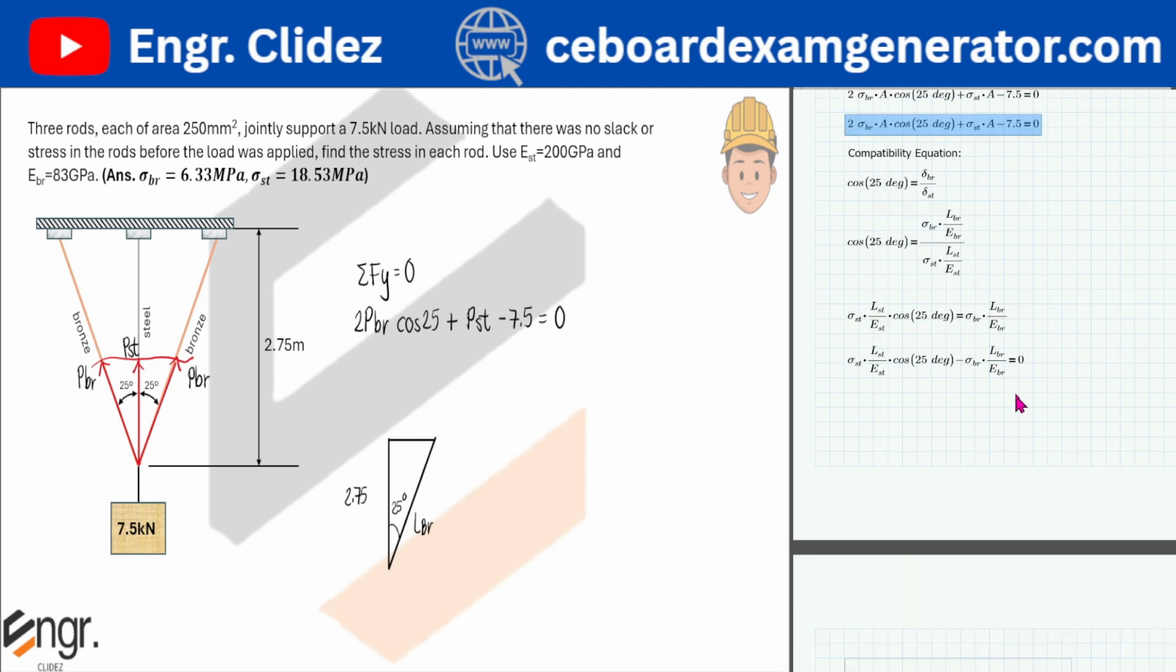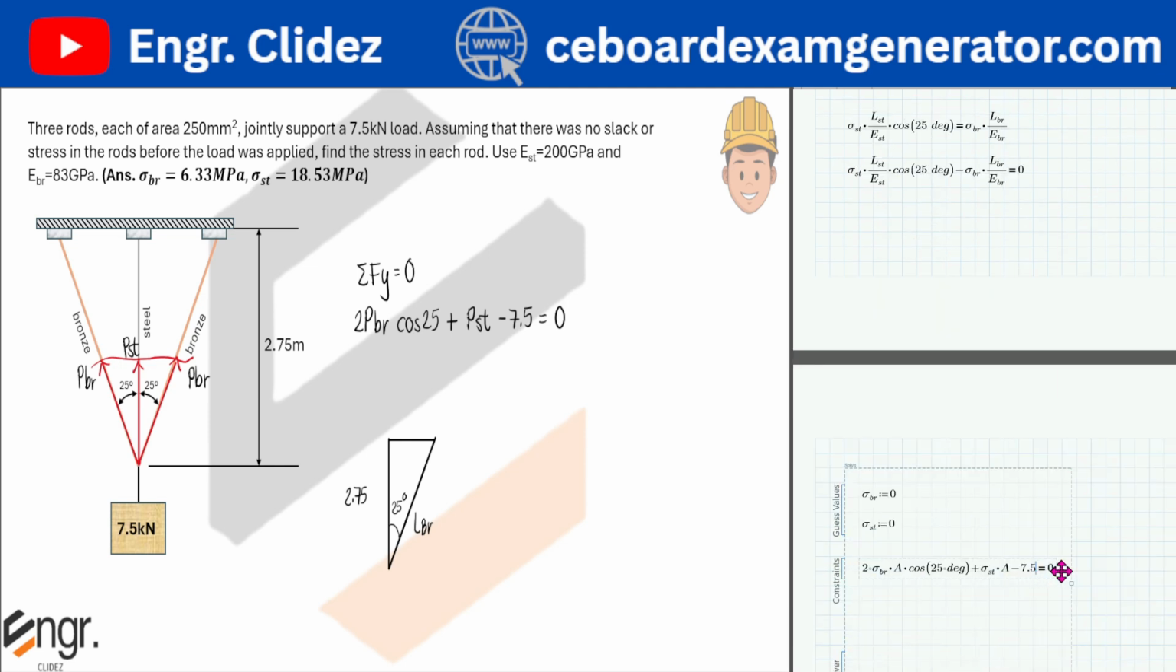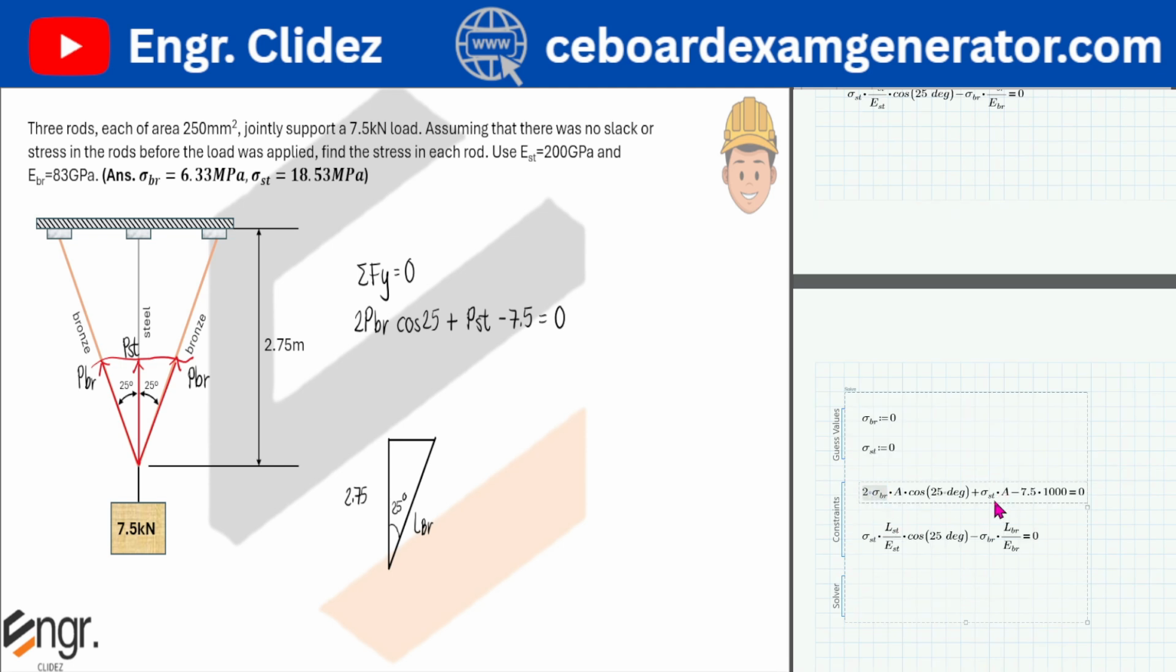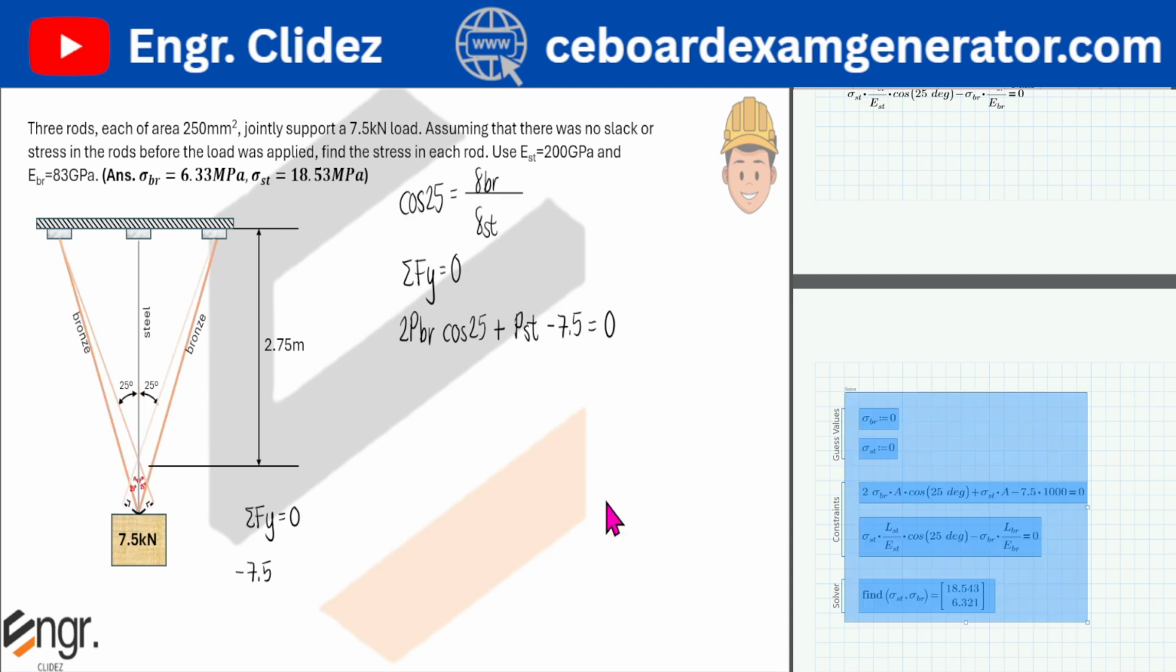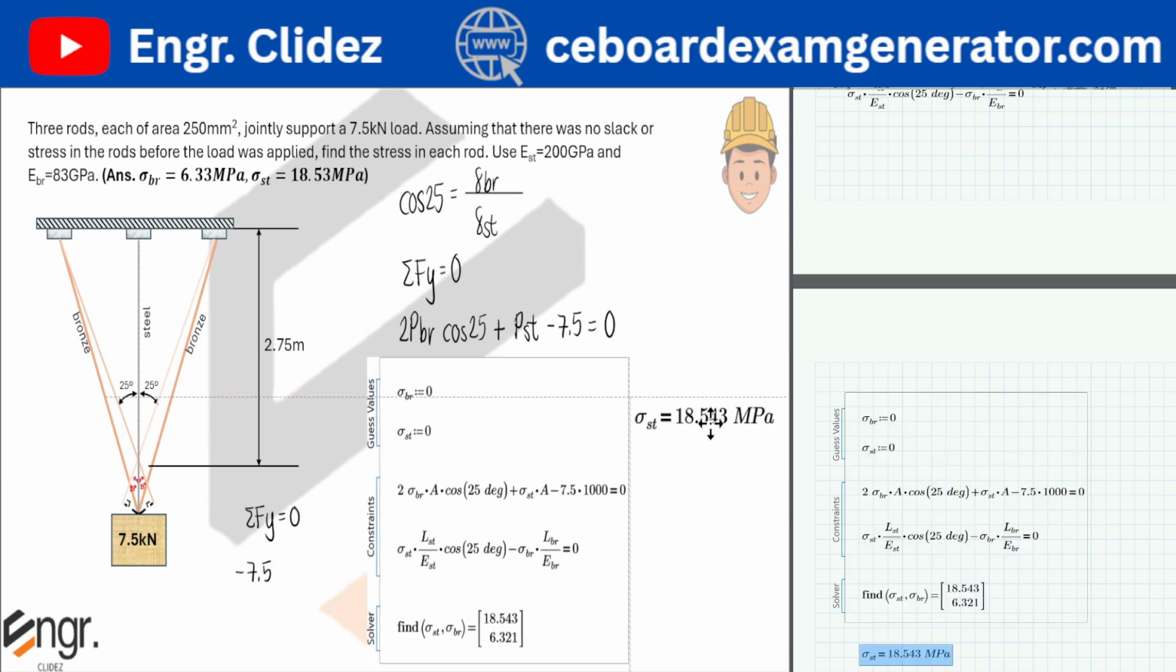So here we have our first equation. Again, don't forget to convert 7.5 into Newton. So multiply by 1000. Then this would be our second equation. Our unknowns are the stresses in both of these rods. So just input find, and then we have the stress in the steel rod as well as the stress in the bronze rod. Then press equals. We have the following values. So the stress in the steel rod is equal to 18.543 megapascals, and the stress in the bronze rod is equal to 6.321. So these are our final answers. So let's just paste our block right here. So this would be our final answer.